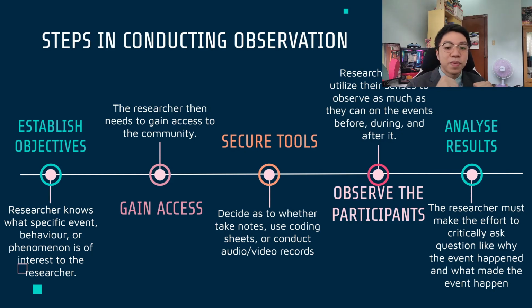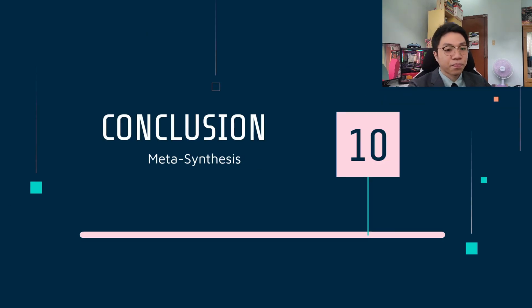And finally, the researcher analyzes the results. The researcher must make the effort to critically ask questions like why the event happened, what were the factors that made the event happen, and what are some connections that the researcher can form when the event happened. And finally, the conclusion or the meta synthesis.